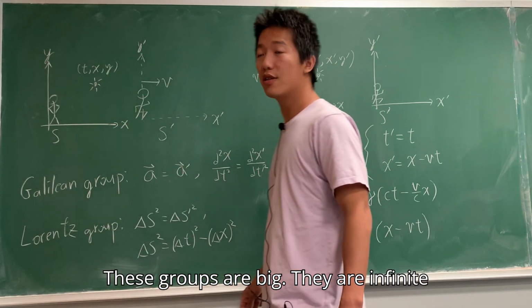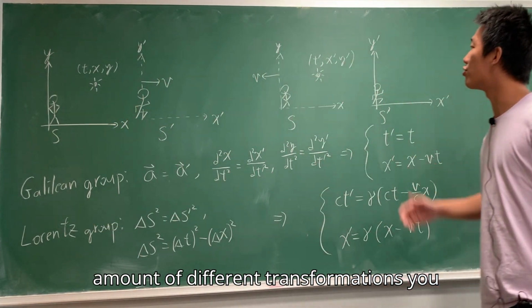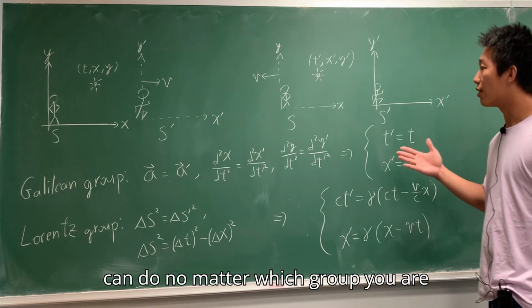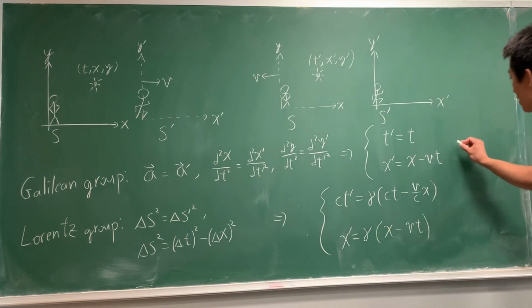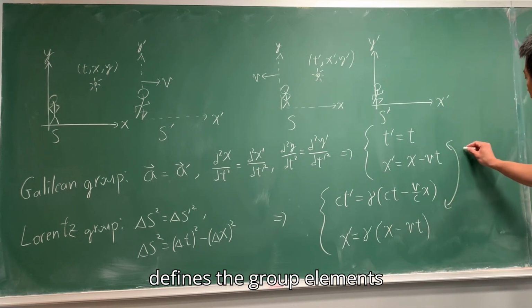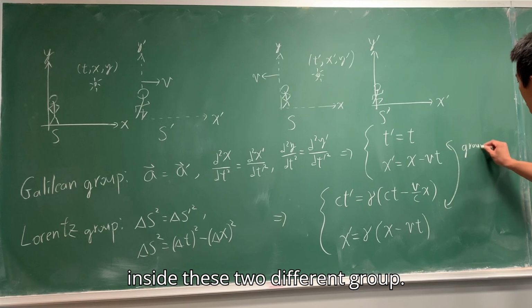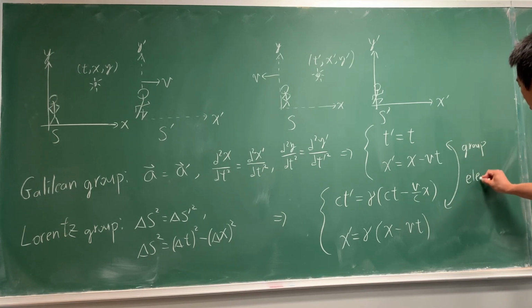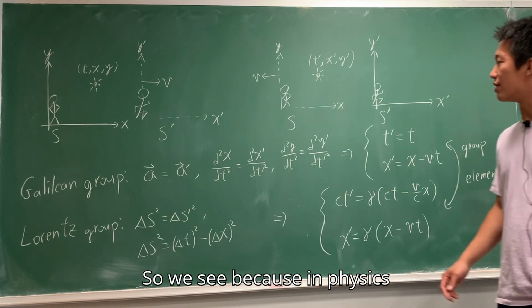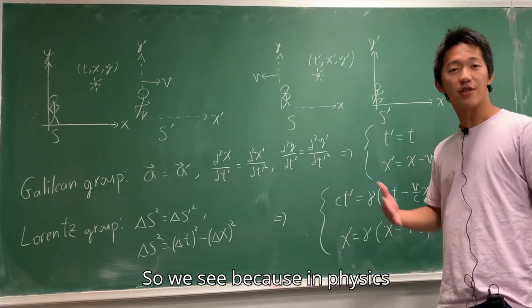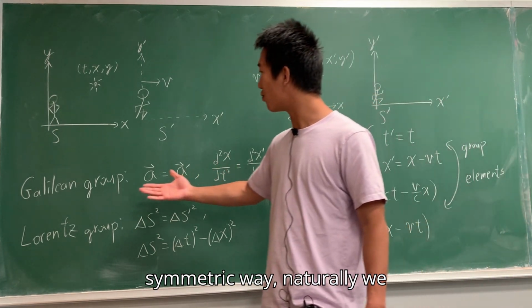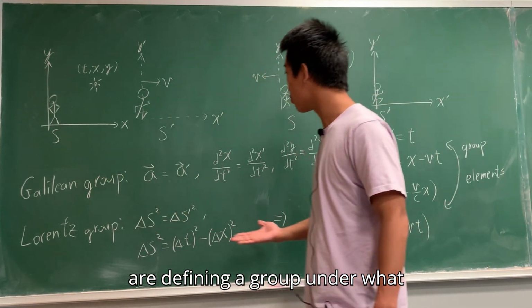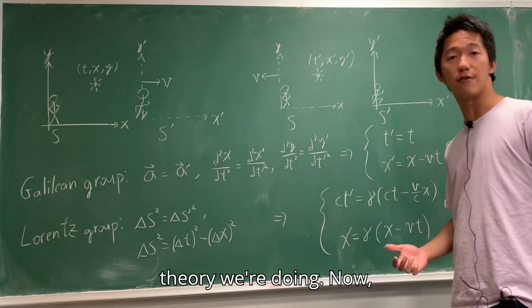These groups are big. There are infinite amount of different transformations you can do, no matter which group you are looking at, but all of this defines the group elements inside these two different groups. So we see, because in physics we want to define things in a symmetric way, naturally we are defining a group under what theory we are doing.